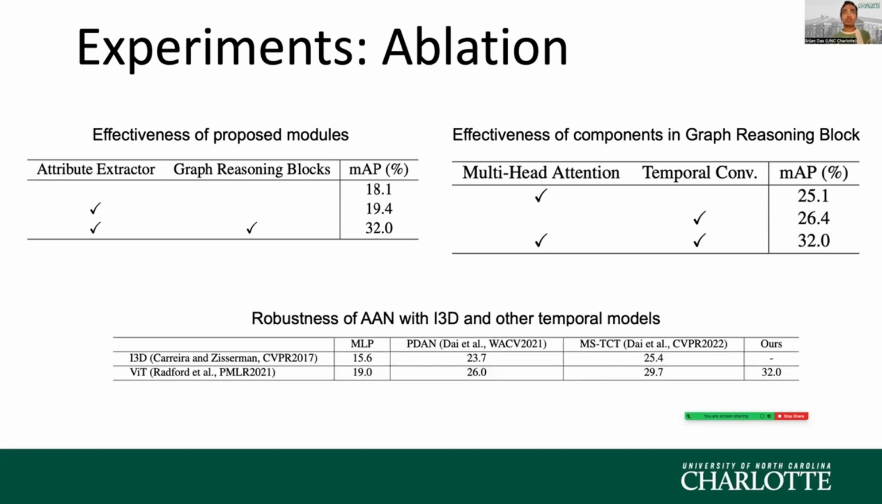And finally, we also show that our Attributes-Aware Network is very robust. It can be used with different types of features. It's not necessary to have only CLIP features. It works with I3D features as well. And you can also change the temporal model. You can use other models like MLPs or PDAN or MS-TCT, which are state-of-the-art methods in this domain.